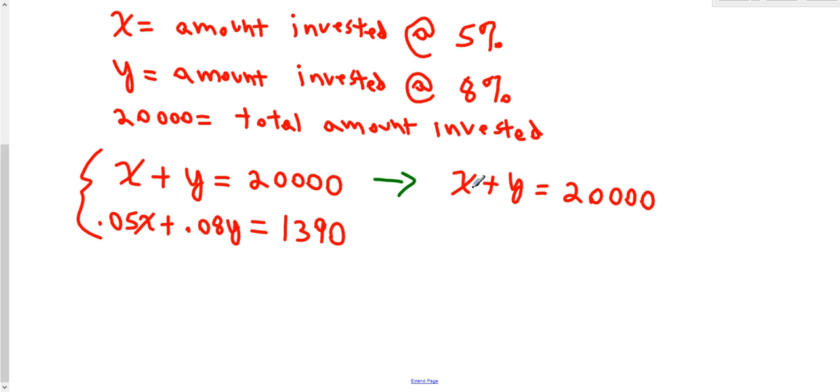And then I'm going to solve for X by subtracting Y from both sides. So that I get X is equal to 20,000 minus Y. So that's the expression for X, 20,000 minus Y. I'm going to take that value for X and I'm going to plug it in there. So let's see what we get now. So here's my substitution step.